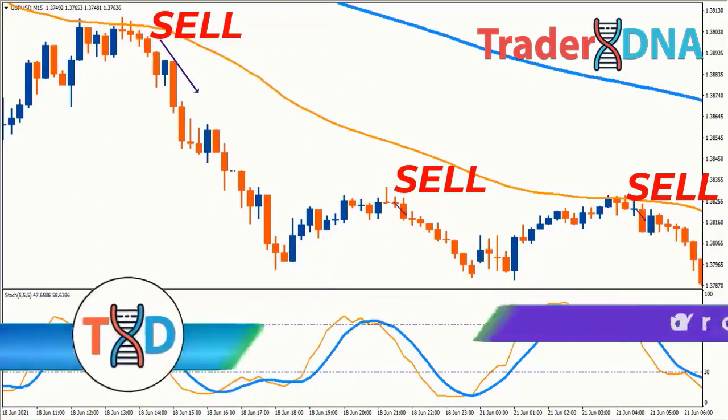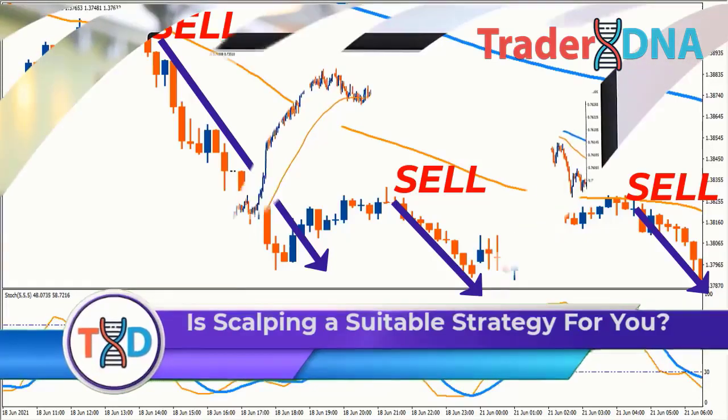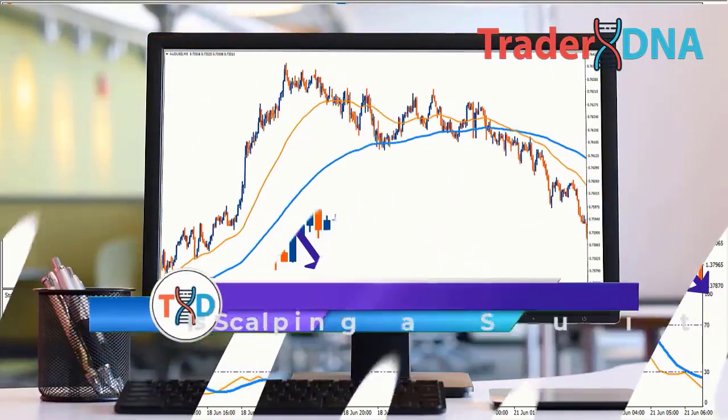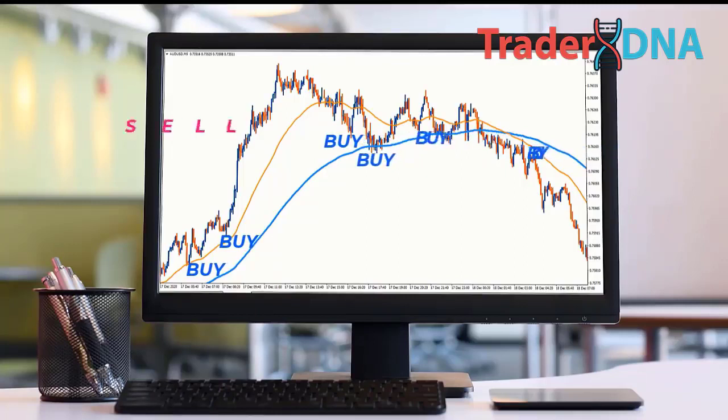Is scalping a suitable strategy for you? Scalping is a strategy that involves trying to profit from small changes in an asset's price. Smaller moves happen more frequently than larger ones, even in relatively calm markets. This means that there are many small movements from which a scalper can benefit. Scalpers can place up to a few hundred trades in a single day, seeking small profits.